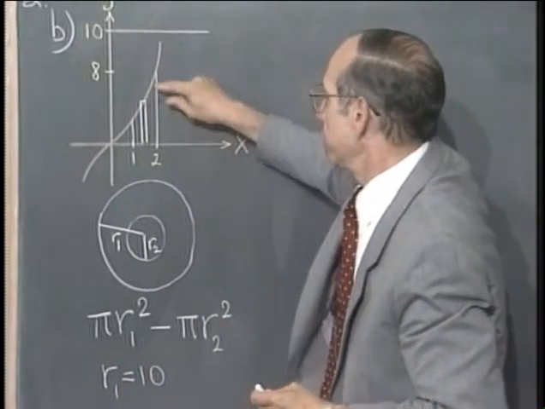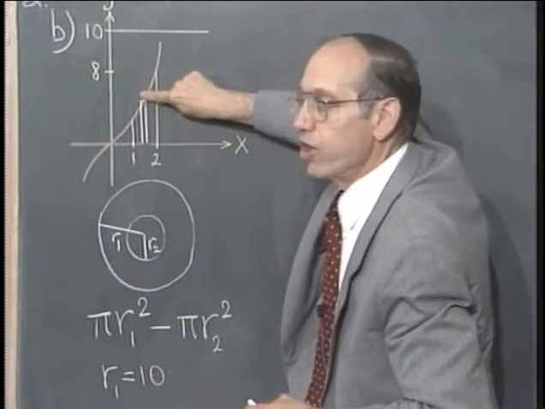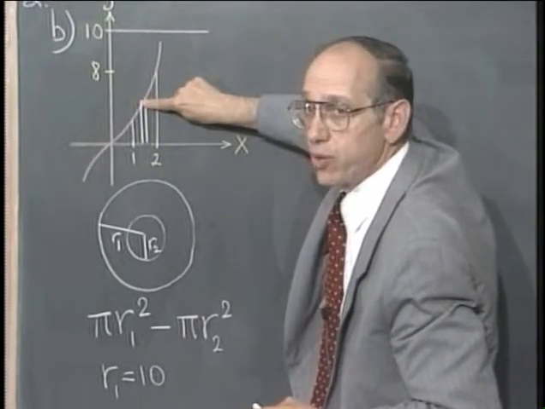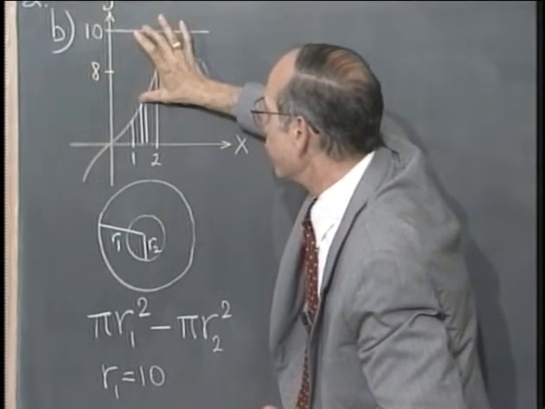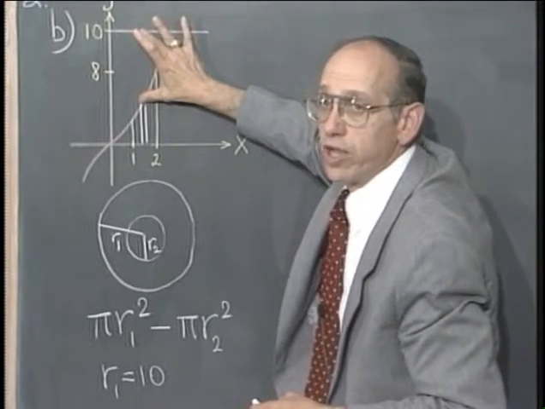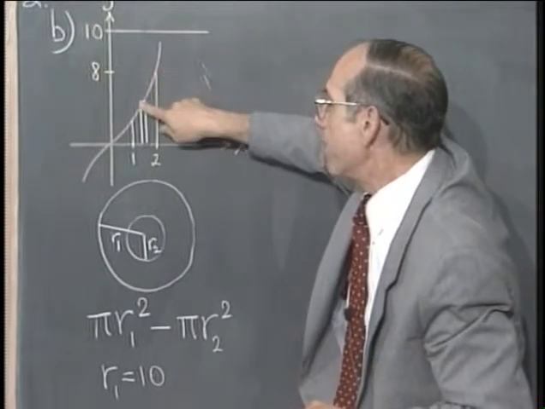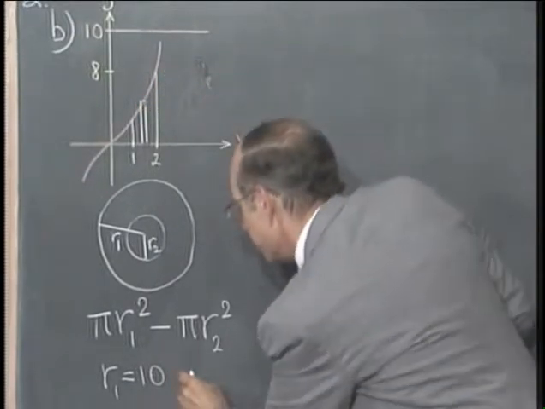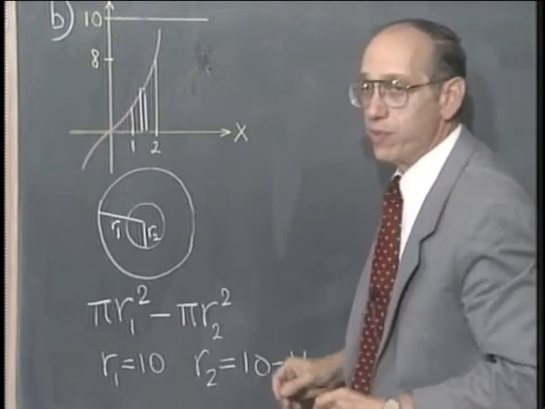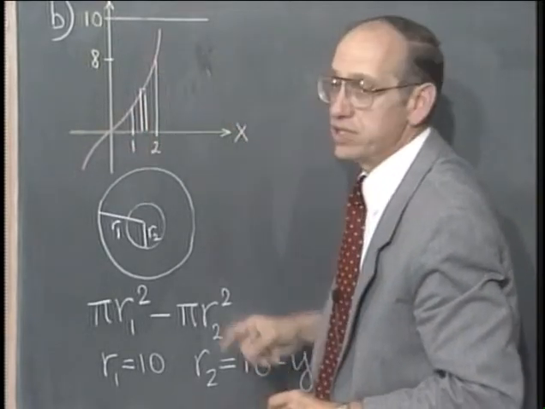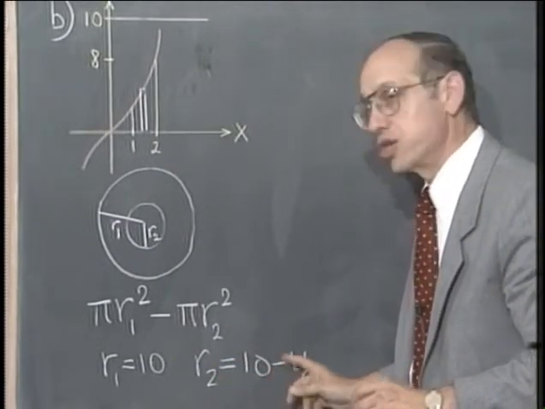The inner radius we get by looking at this point, because this whole section is going to give us a void. There'll be nothing there. This is the innermost part of the ring. So the inner radius is the distance from this point on the curve up to the line y equal 10. In other words, the radius r2 is 10 minus y. Remember, of course, that y on this curve is x cubed. So in fact, r2 is 10 minus x cubed.